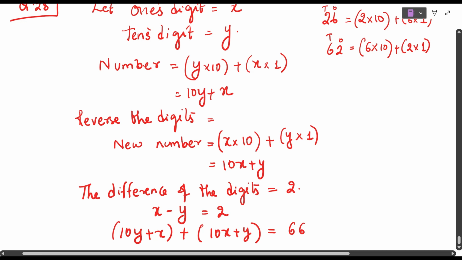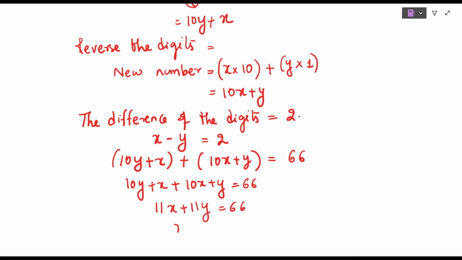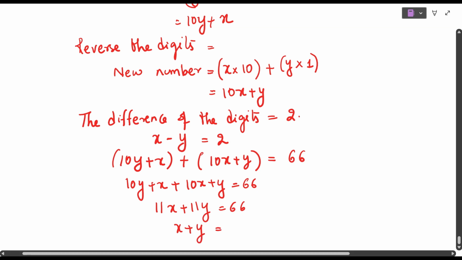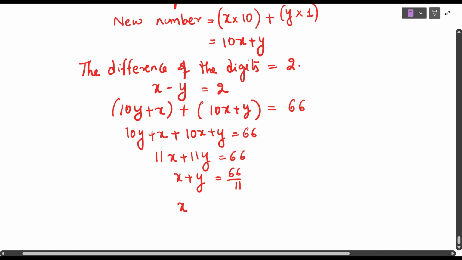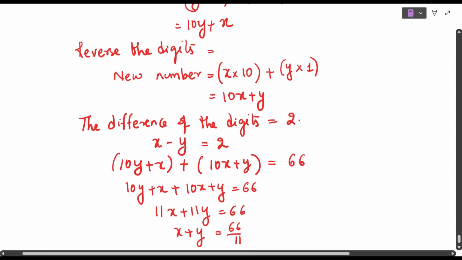Okay students, so now solve this. How much will you get? 11x plus 11y is equal to 66. Take 11 common, so x plus y will be 66 by 11, and x plus y is equal to 6. Let us take this as equation 2. And already they have given the difference of the digits, x minus y is equal to 2. This is equation number 1.